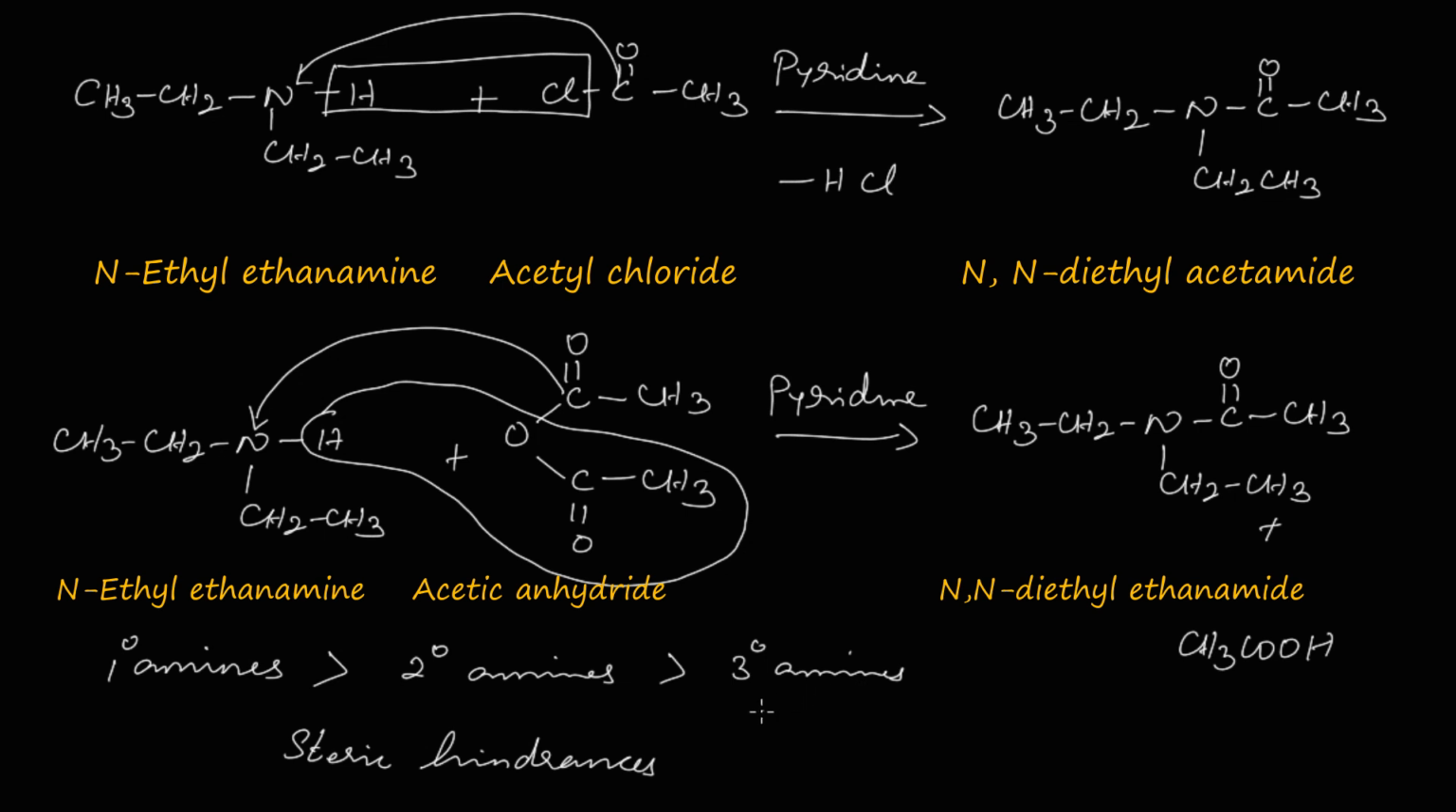So the reactivity order of the amines with the acyl group is primary amine is more reactive than the secondary amine, and secondary amines are more reactive than the tertiary amine. This is due to the steric hindrance. As the steric hindrance increases with the higher substitution, it makes it more difficult for the acyl group to attack the amino group. Thank you.